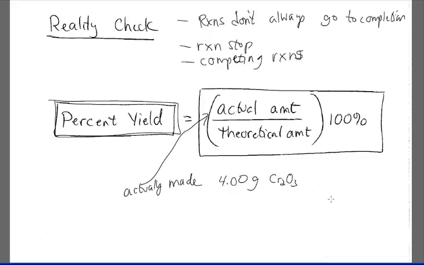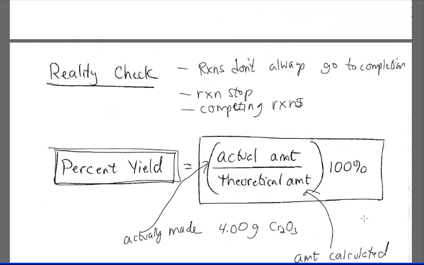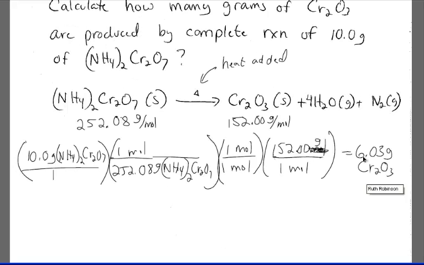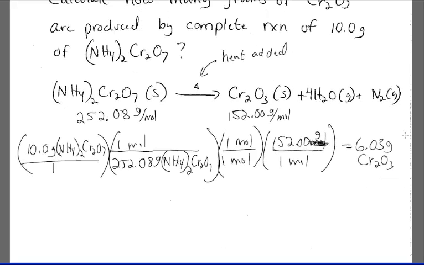The theoretical amount is what you've calculated. You should be able to make that if all of it reacts. The theoretical amount is the amount calculated, and that assumes that the reaction goes to completion, which it doesn't necessarily. When we did that on the last page, we got 6.03 grams. I'll scroll back and show you. We got 6.03 grams of product that we should have from the complete reaction. But it's not complete. All right, what's going on now?